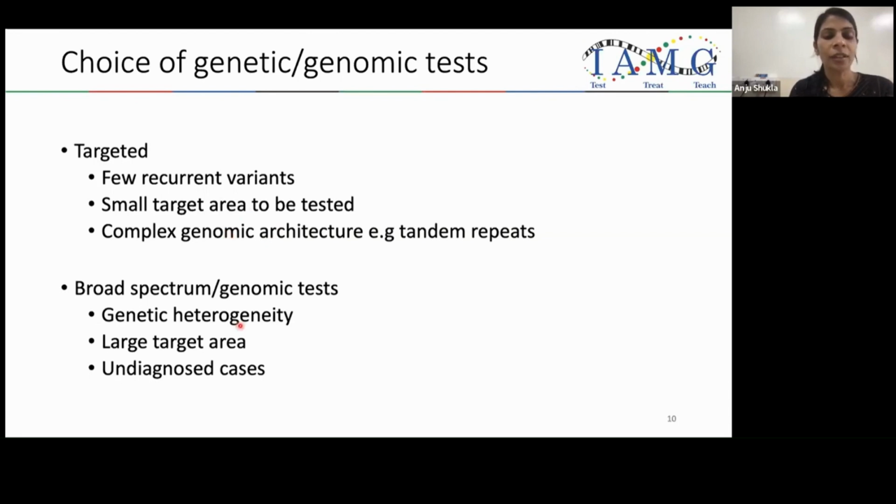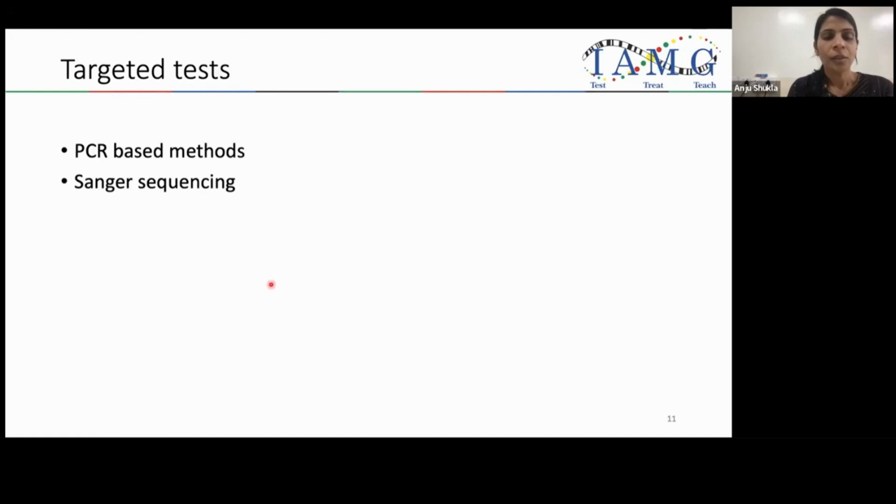Now, often in the clinic, we are using broad spectrum or genomic tests like panels, exome sequencing, genome sequencing, and these are usually employed whenever the target region is large, whenever a condition is caused by more than one gene, or if we are not able to make a clinical diagnosis, we have to go for these unbiased broad spectrum tests. So we are going to learn a few of the PCR-based methods and their techniques and principles as well.